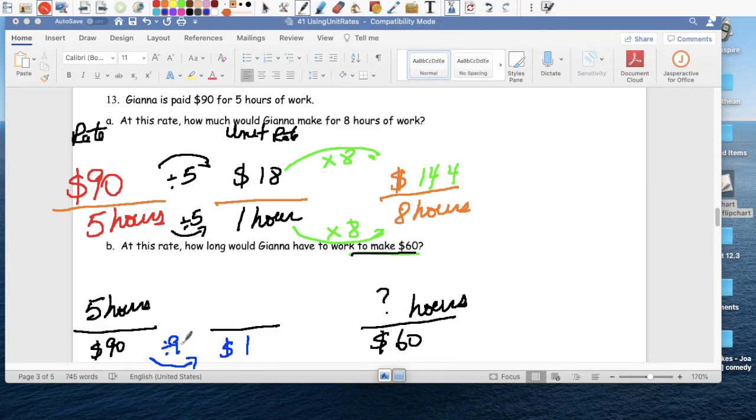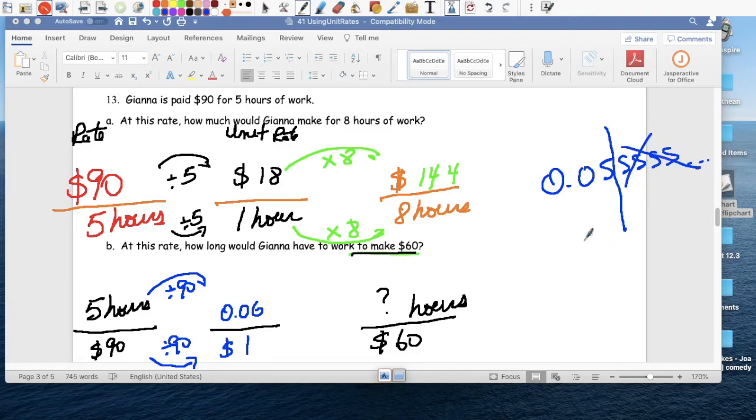So let's divide by 90. And this divided by 90. So 5 divided by 90 equals 0.05. I'm going to round it porque la respuesta en el calculador es 0.055555. Right? So we're going to cut it over here. And this is going to change to 0.06 porque 5 has power to move it up. So to make $1, para ganar $1, ella tiene que trabajar 0.06 de una hora. Poquitito.